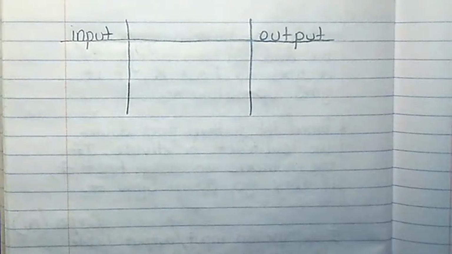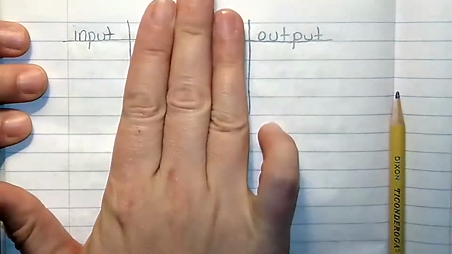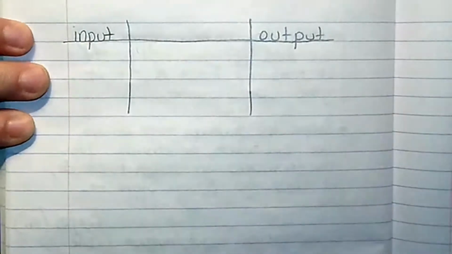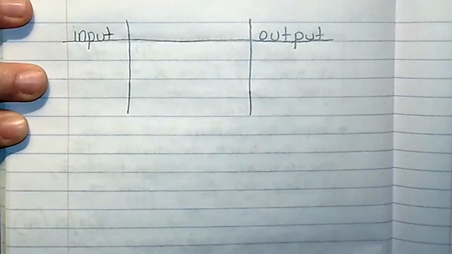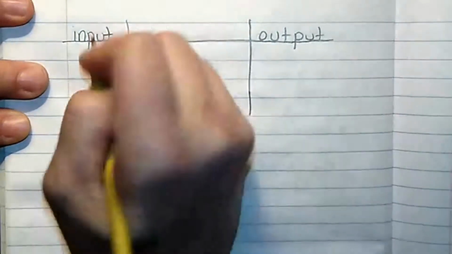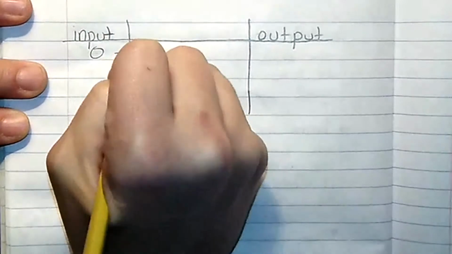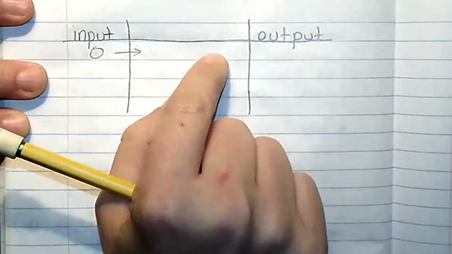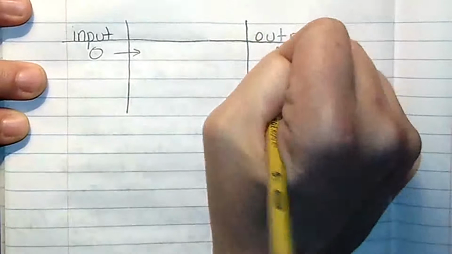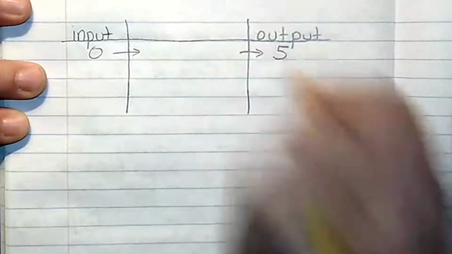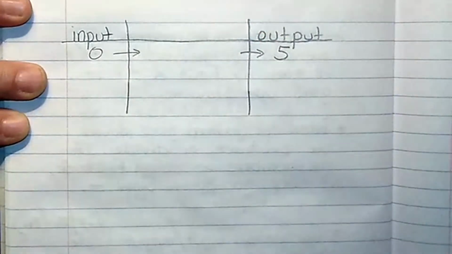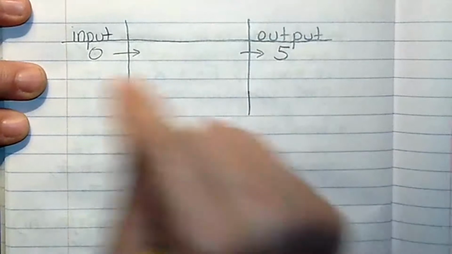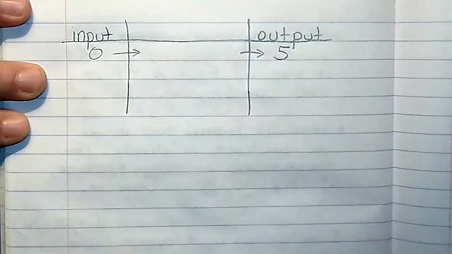So this is what I'm going to show you. I'm going to make an input-output table. Usually, this middle section is not here, but we're going to leave it there for one example so I can show you what happened. 0 goes into the machine. Something happens in the middle. 5 came out. Okay, I know some of you are thinking, well, maybe we multiplied. Well, maybe we added. Hard to tell.